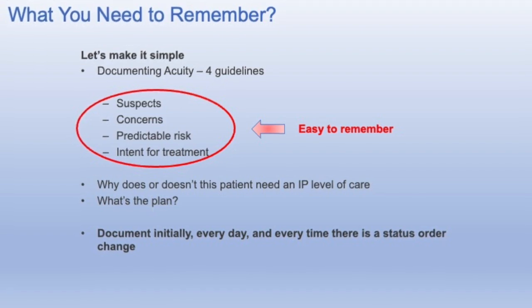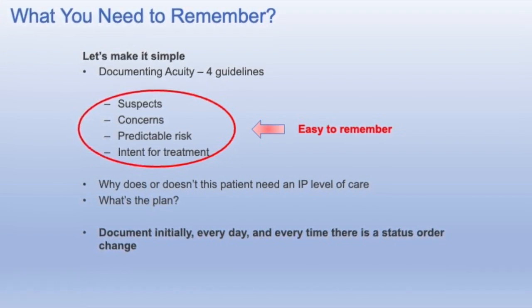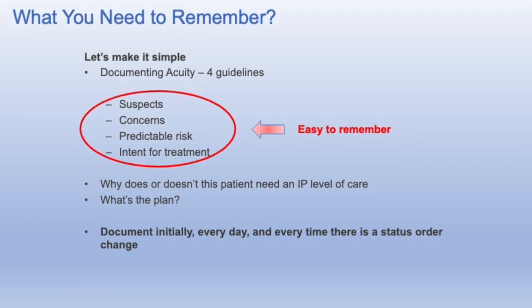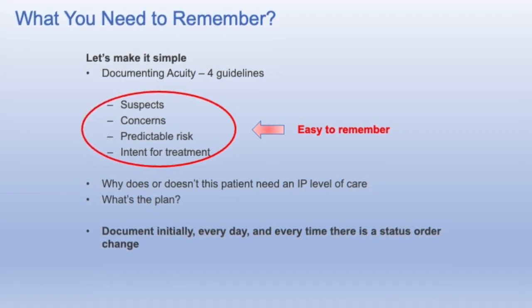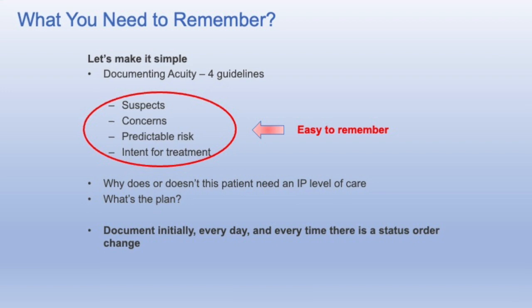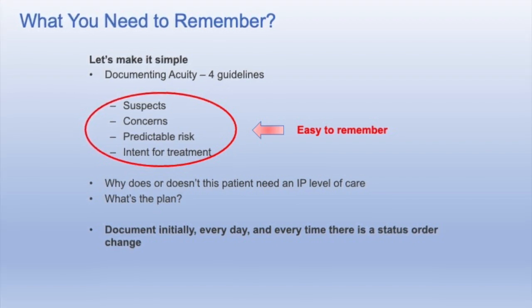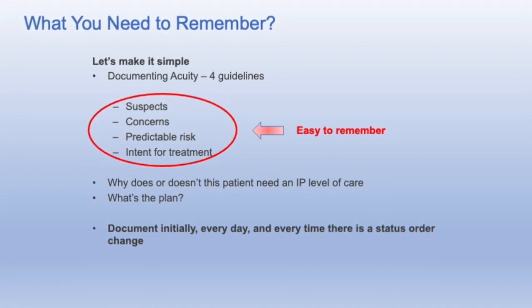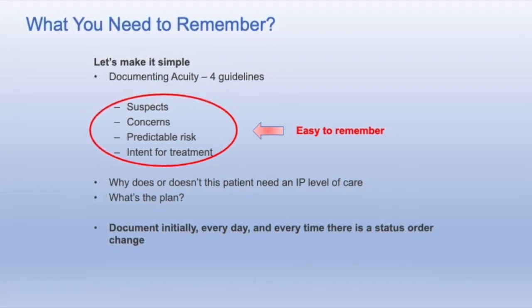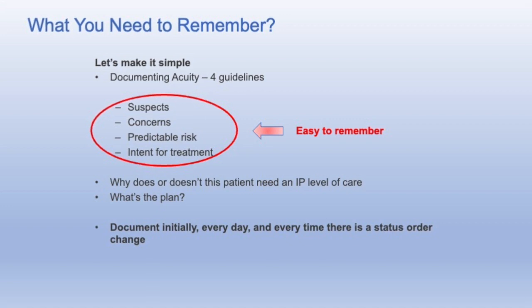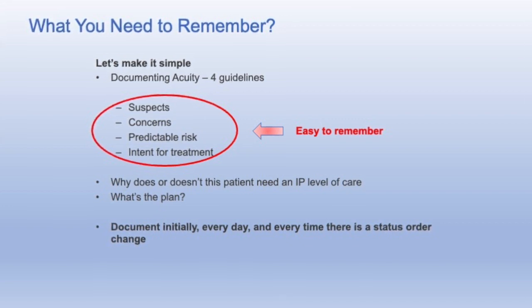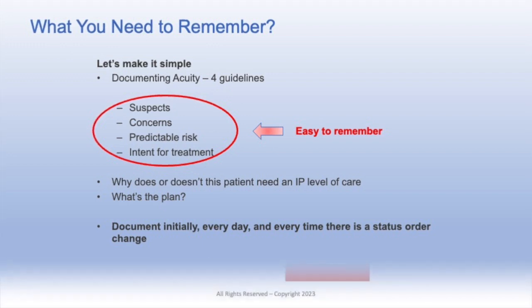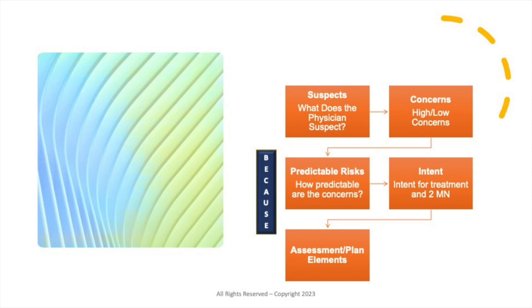So suspect, what do you suspect is going on with the patient? Concerns, do you have a high or low level of concern for what can go wrong? And how predictable is that concern? And then what is your intent for treatment? It's also important many times to put down why does or doesn't this patient need an inpatient level of care? And most importantly, what is the plan? This documentation should be done initially, every day, and every time there is a status order change. So let's talk about these 4.5 guidelines in a little more detail.